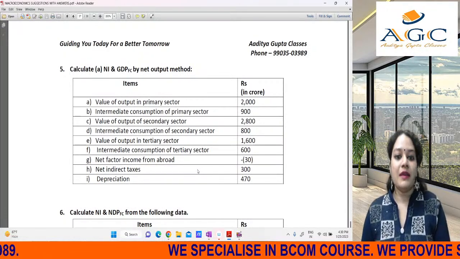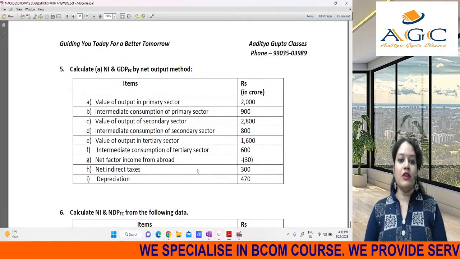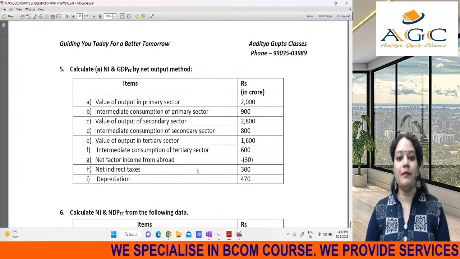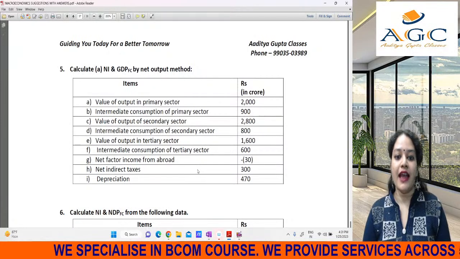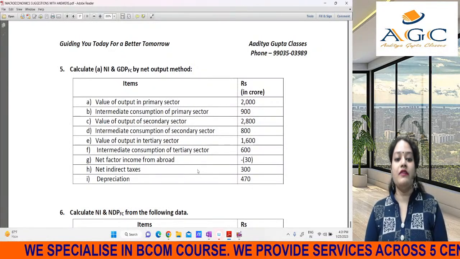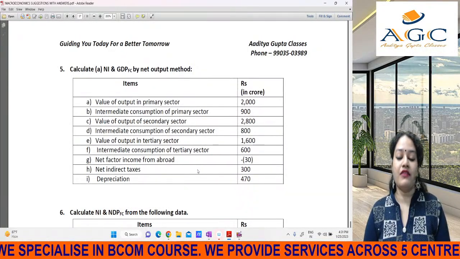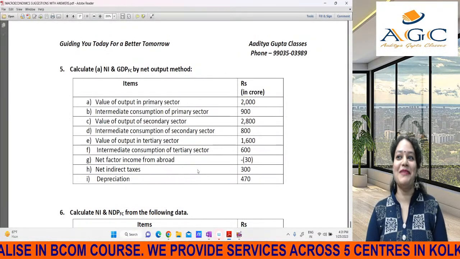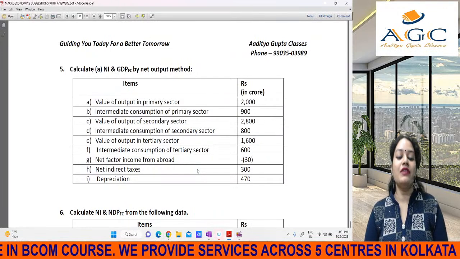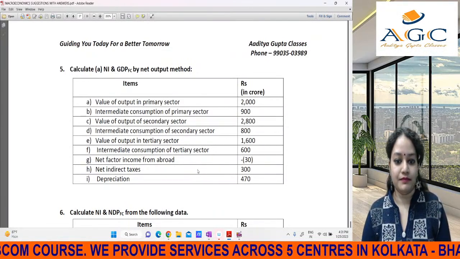Okay, what were the steps of the value added method? Step one was we had to find out the GVAMP of all the three sectors, that is the primary sector, the secondary sector and the tertiary sector. Then what did we have to do? We had to find out the GDPMP, and then we had to find out our national income.